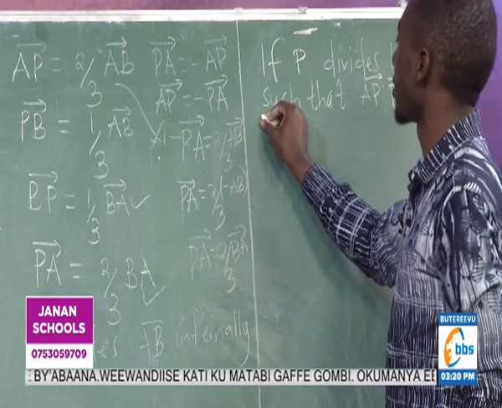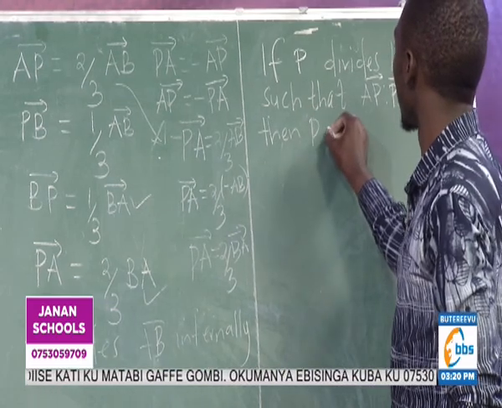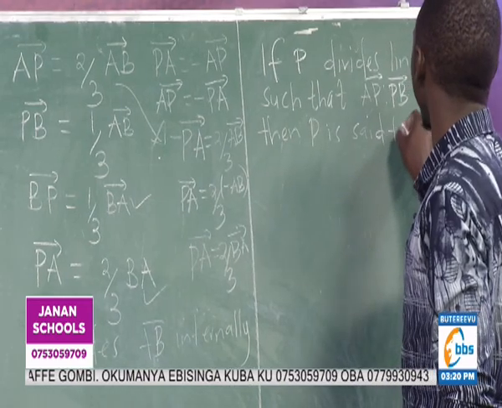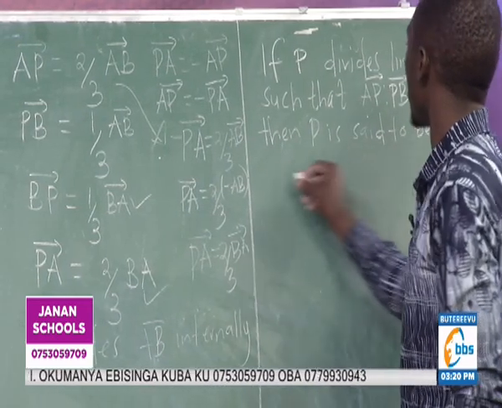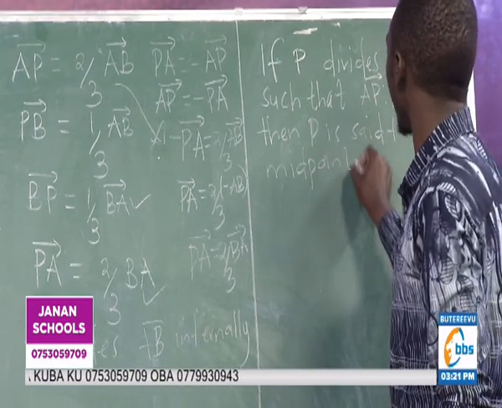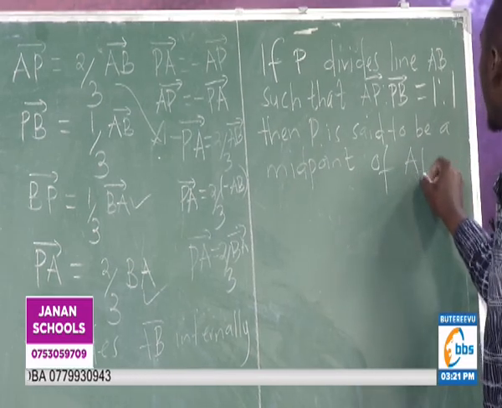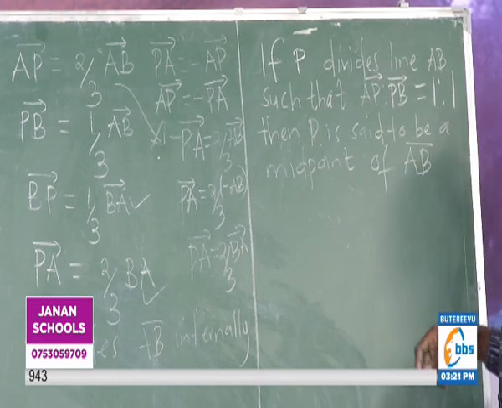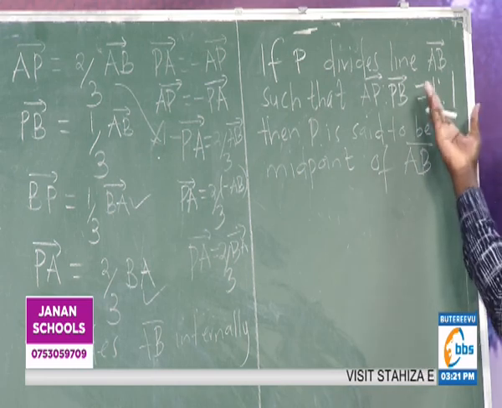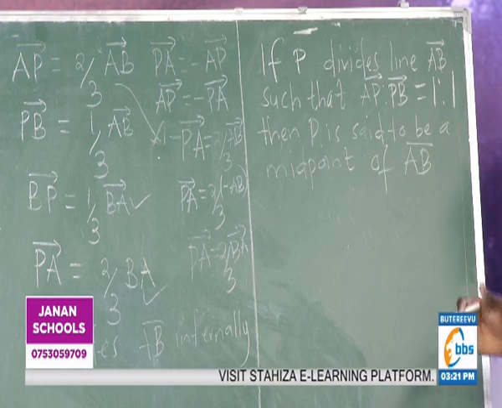P is said to be a midpoint of line AB. Sometimes they won't give you the ratio of 1 to 1. They just say P is a midpoint, so they leave it for you. I don't know if you understand how we handle the midpoint.